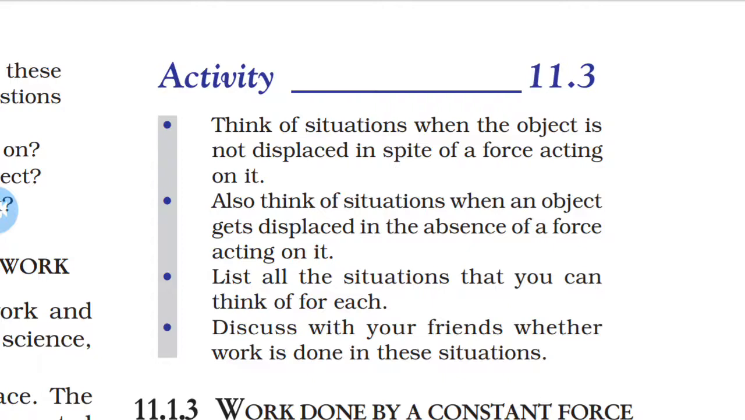Second, think of a situation when an object gets displaced in the absence of a force acting on it. For that, we take the situation of a puck on a horizontal air table, that is, a frictionless table. When an impulse is given to the puck, it moves, that is, it gets displaced with constant velocity in the absence of force. If we are in a moving train, we observe the trees, pillars, buildings, etc. outside moving in the opposite direction.